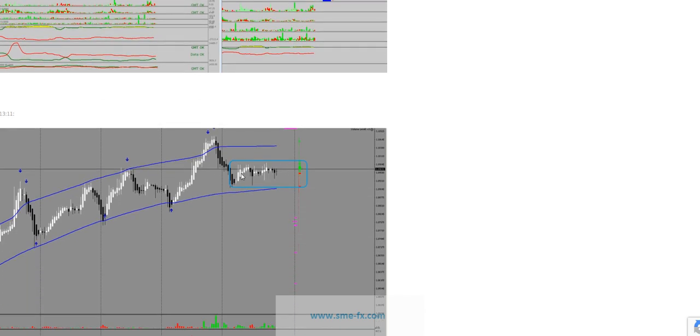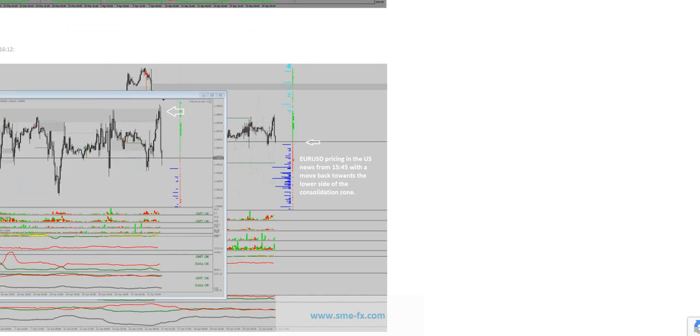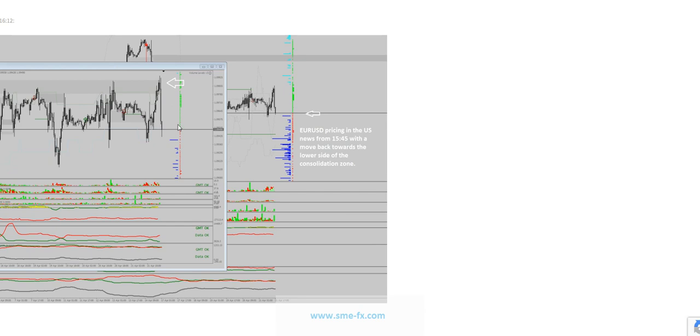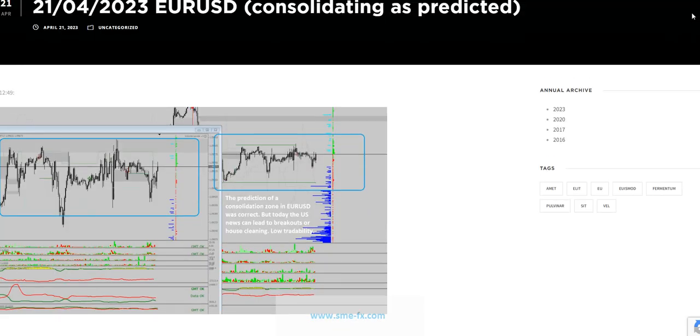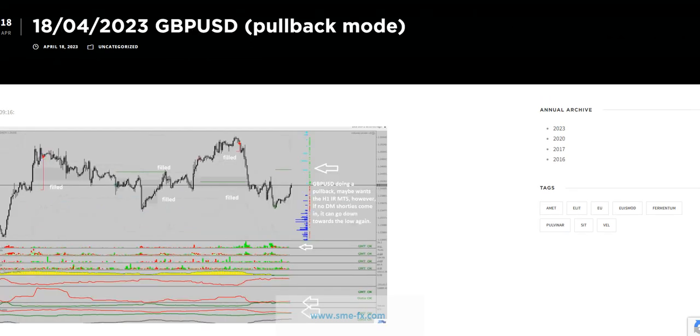Here, look, exactly like I did the box. The market consolidated. So here you can do range scalping, for example, trade back towards the range. The prediction of a consolidation zone in euro dollar was correct, but today the US news can lead to a breakout or house clean, low tradability. So what happened is, look at that, they used the news even to respect this consolidation by pushing the price of euro dollar down again into the zone. So that's powerful, isn't it? If you understand the causality, it's not difficult to predict these kinds of things.